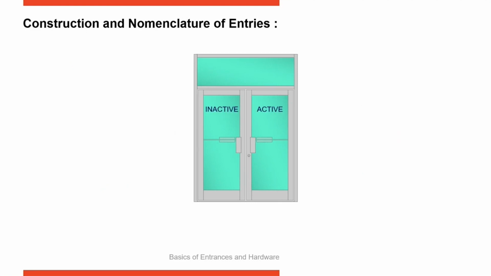With a pair of doors like this, you can see the door on the right is considered the active leaf. The active leaf is active because it has a locking mechanism in it. The inactive leaf on the left has throw bolts, the top and the bottom. So that's considered the inactive door.